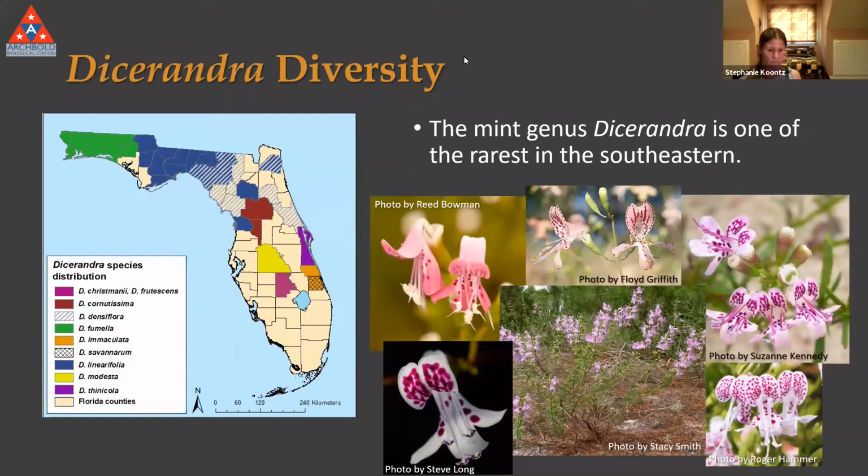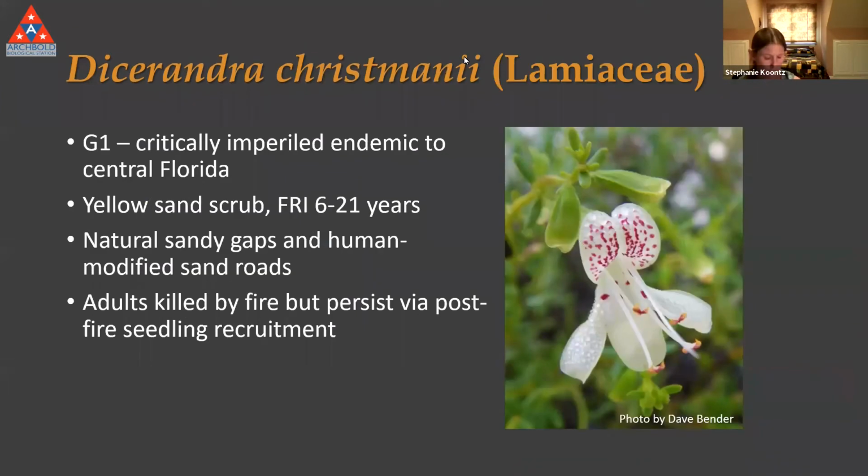One of the species I'm going to talk to you about today is in the genus Dicerandra. It's also one of the rarest in the Southeast. The Dicerandras have a very unique and diverse history along these ridges with about 10 accepted species, and this is their range here in the map. Most of these species are limited to only a few counties, and there's very little overlap among these species' ranges. And the one I'm going to speak to you about today is at the southern end of all these ridges, Dicerandra christmanti, found only in Highlands County, along with Dicerandra frutescens, the hot pink highlight there in the middle center of the state.